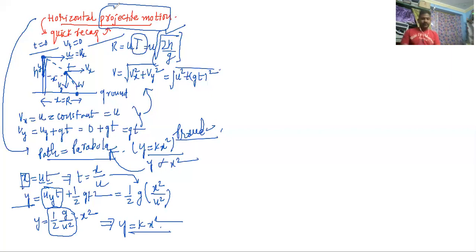Clear? This is horizontal projectile motion. The range we discussed, time of flight also we have discussed, and the velocity at a particular instant is also done. So let's understand the different cases in the horizontal projectile motion.